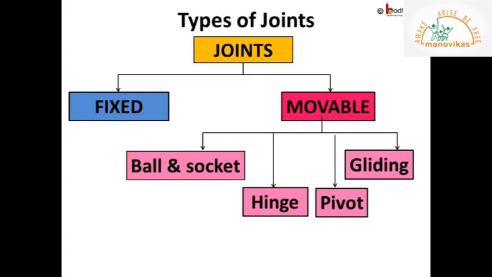To sum up various kinds of joints. The joints are of two types, fixed and movable joints. The movable joints are further categorized in four groups: ball and socket joint, hinge joint, pivot joint and gliding joint.